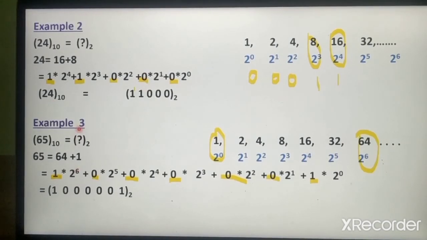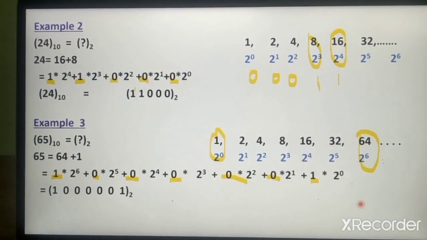Next, third example, convert 65 to the base 10 to binary number. Here we can split it into 64 plus 1. 64 is the first closest value. How can we write 64 plus 1? 65 minus 64 is equal to 1. When you add these two numbers, you get 65. So here we have only 64 and 1.